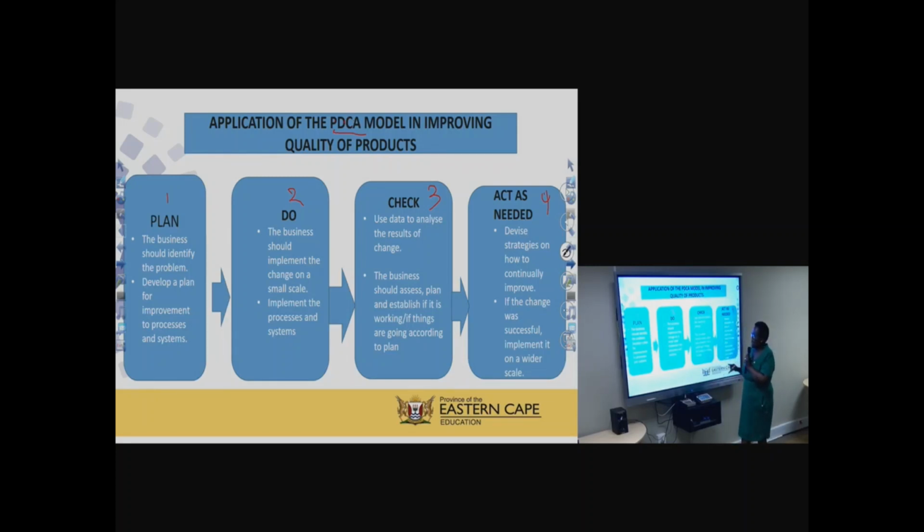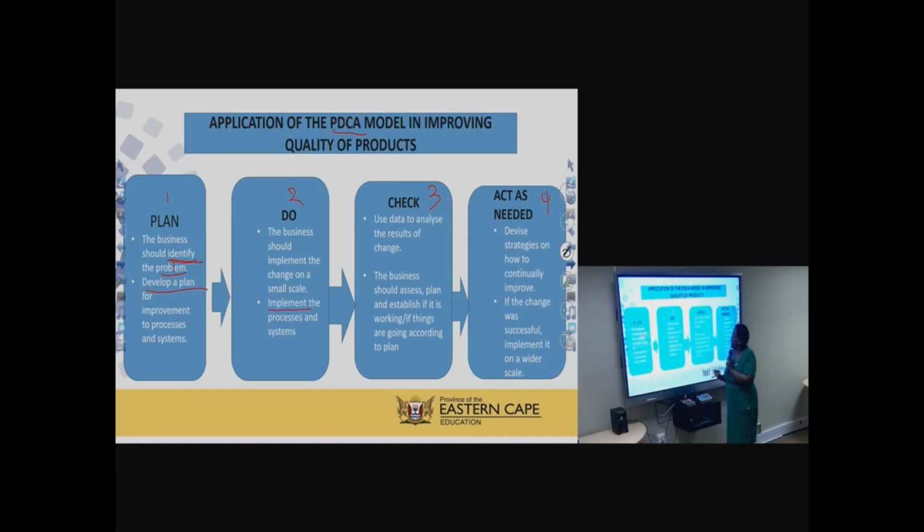Then when you plan, it means when you want to improve processes, it's either you want to change something or want to improve on something. Businesses should identify the problem first at the planning stage, and also develop a plan on how to improve. You identify the problem, then you develop a plan for the improvement. After you've done that, you move to the do part, whereby you will be implementing.